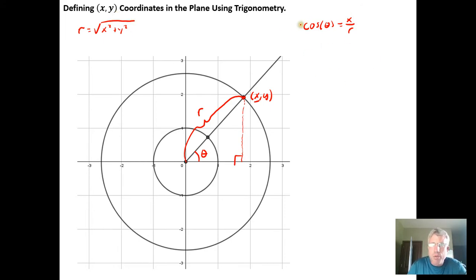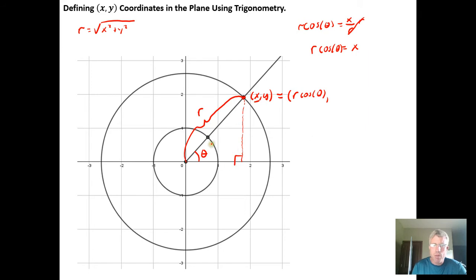And notice that if you multiply both sides by r, we get a description of x that is in terms of the radius of the circle on which the x, y coordinate lies, and theta, the angle in standard form that we make with the positive x-axis. So we can actually rewrite the ordered pair x, y using, for x, r cosine of theta, and then we can do something similar for y.